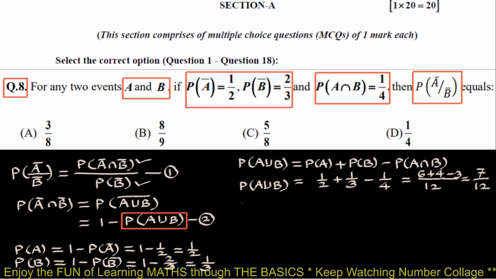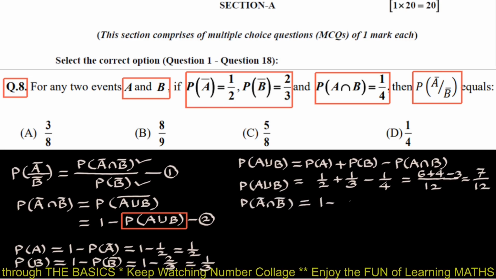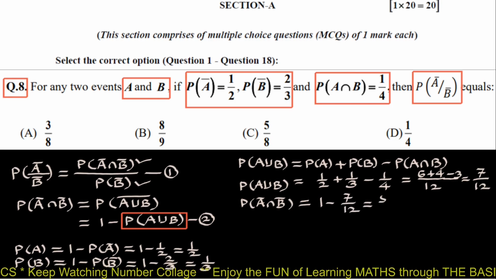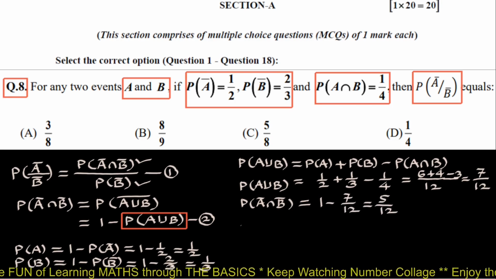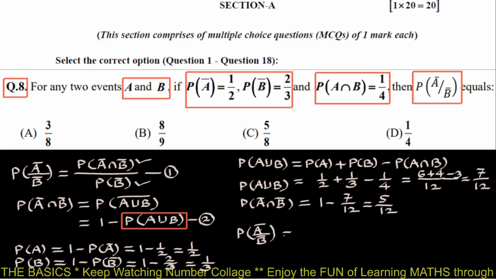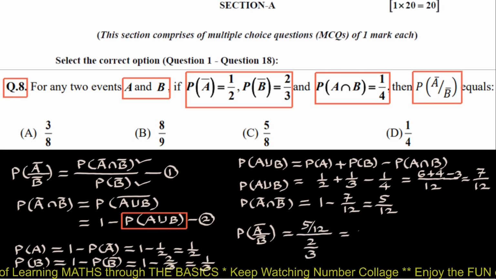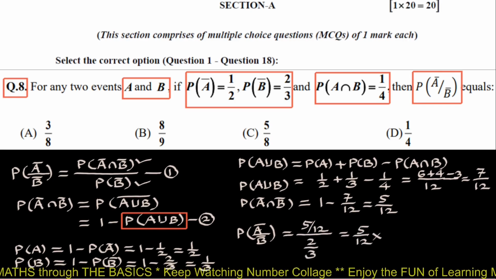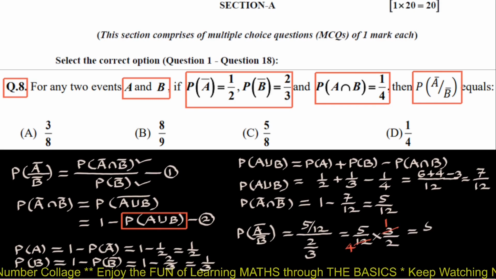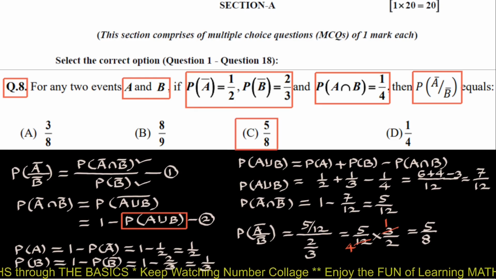So from 2, P of A bar intersection B bar will be 1 minus 7 upon 12, 5 upon 12. And finally 1 becomes P of A bar given B bar equals 5 upon 12 upon 2 upon 3, which equals 5 upon 12 into 3 upon 2, 5 upon 8. So the answer option is C, 5 upon 8.